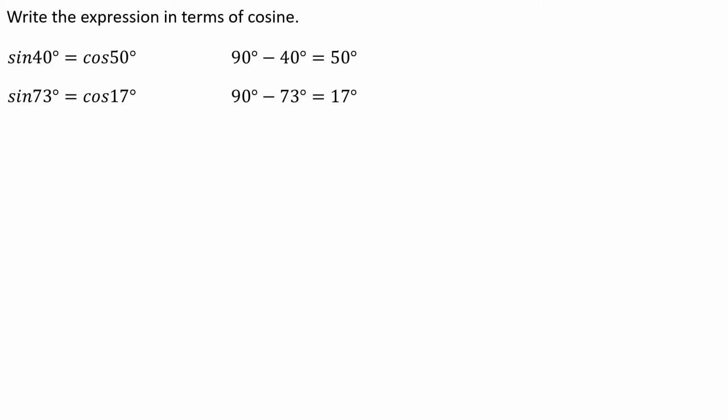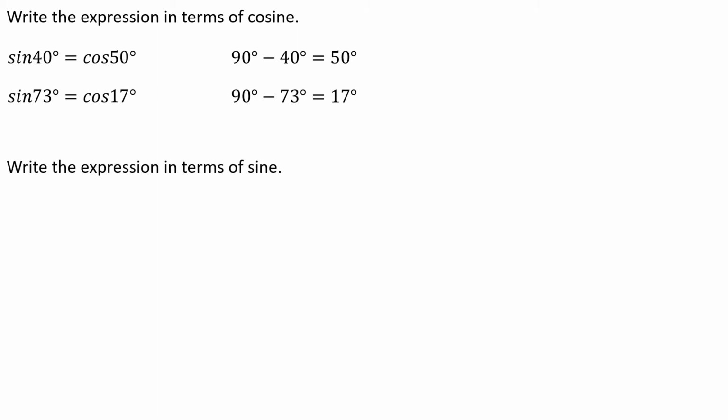All right, so let's try to rewrite in terms of cosine. If I've got the sine of 50 degrees, what is that? It's the same as the cosine of 40 degrees. How come? Well, 90 minus 40 is 50. What if I want the sine of 73 degrees? What is that in terms of cosine? Well, 17. Right?